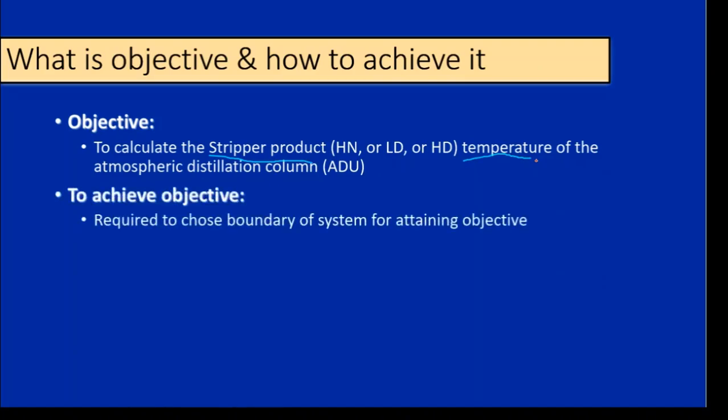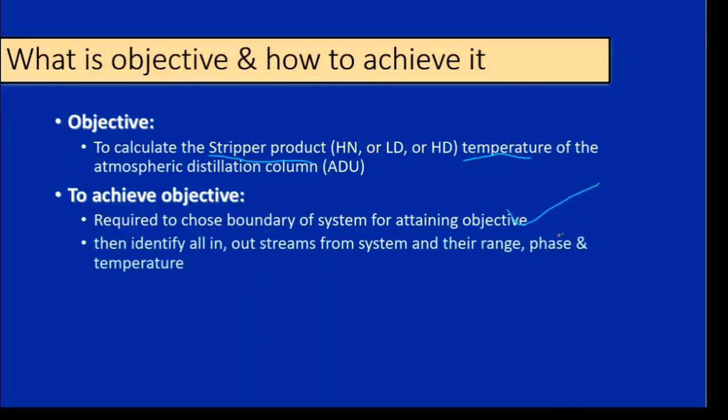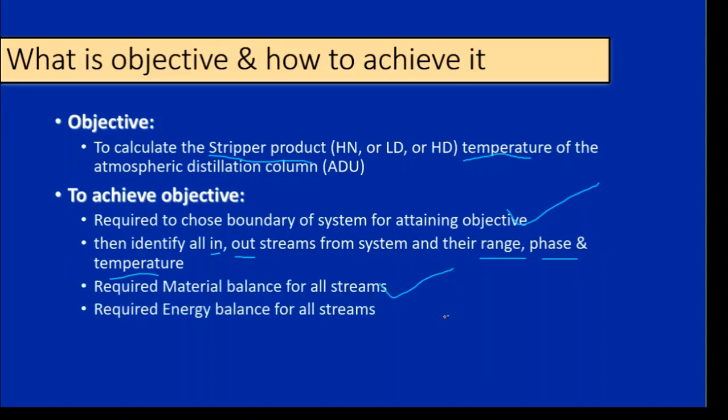How to achieve that temperature? For that we first have to choose the boundary of the system. Then we have to find all the in and out streams from the system, their range, phase and their temperature. And then we go for the material balance for all streams and the energy balance for all streams.